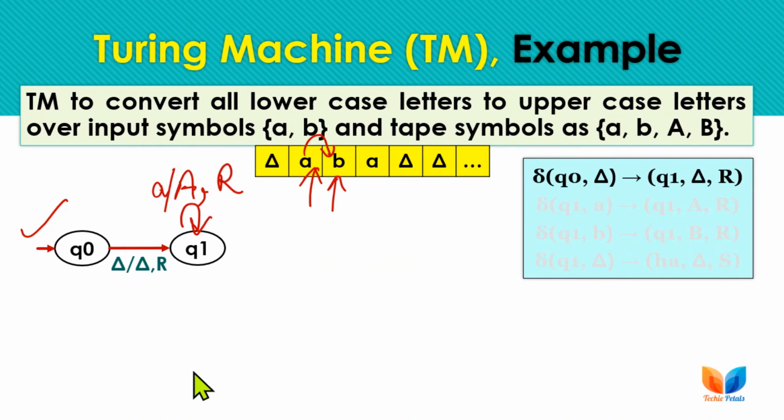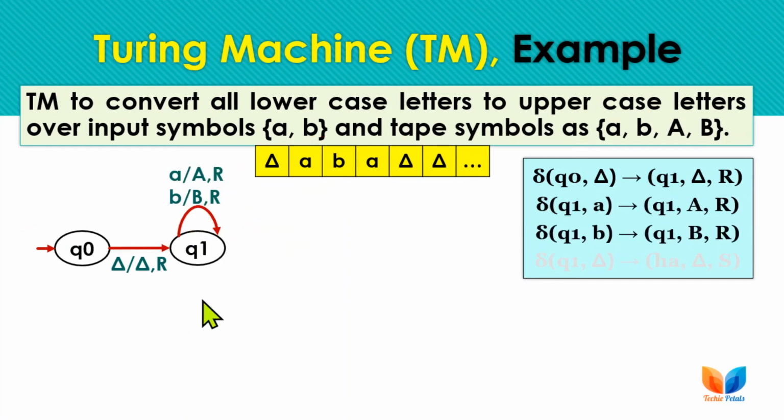In the same way, from Q1 we read b and convert it to capital B, and the next symbol to be read is from the right. So these are the corresponding transitions for this operation: a is converted to capital A, b is converted to capital B, and the next move is right because we are moving from left to right only. There may be questions where we need to move from right to left and left to right many times, so we will consider those examples in later lectures.